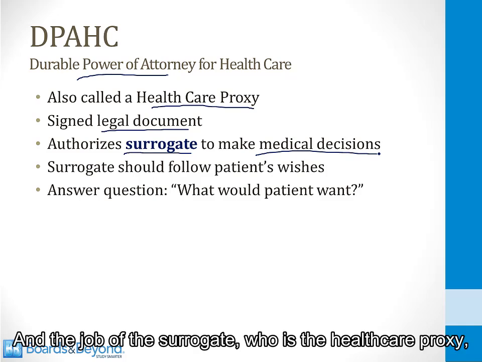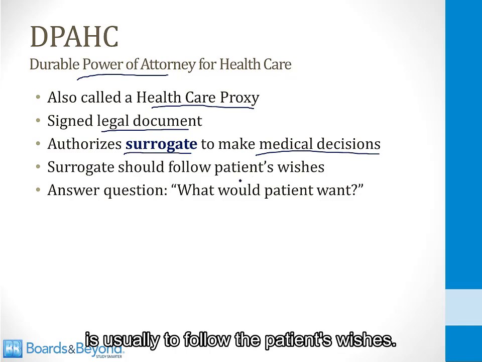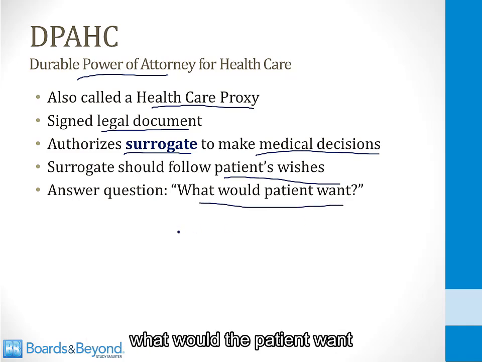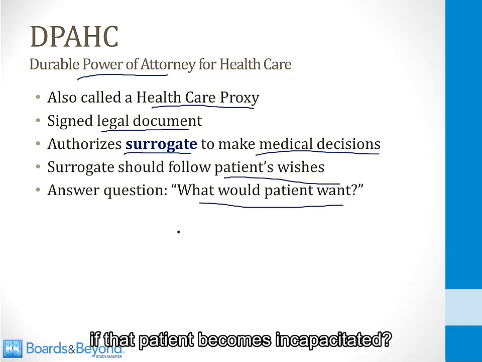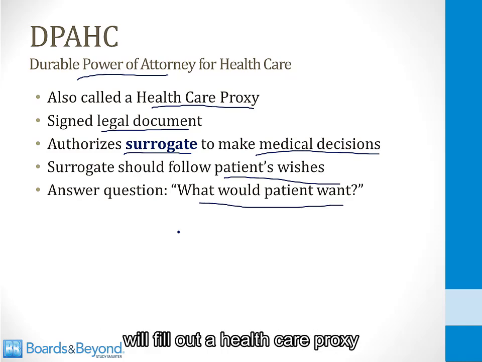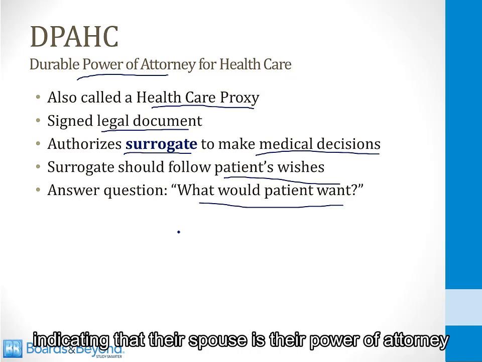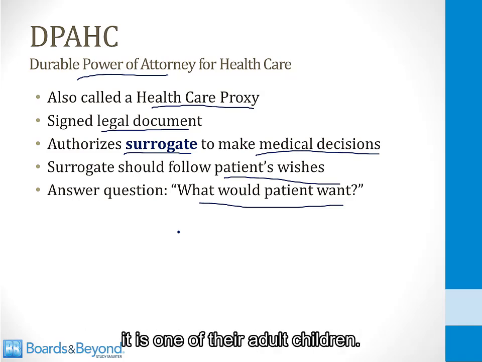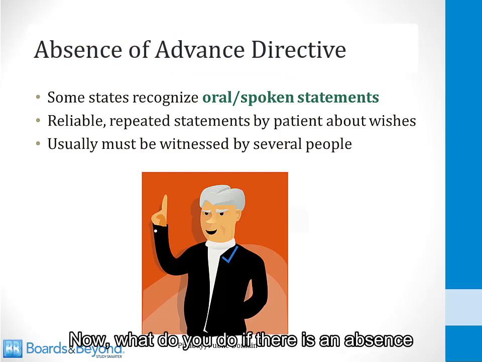And the job of the surrogate, who is the healthcare proxy, is usually to follow the patient's wishes. In other words, to answer the question, what would the patient want if that patient becomes incapacitated? So for example, many husbands and wives will fill out a healthcare proxy indicating that their spouse is their power of attorney, and if their spouse is not available, it is one of their adult children. Now, what do you do if there is an absence of an advance directive?